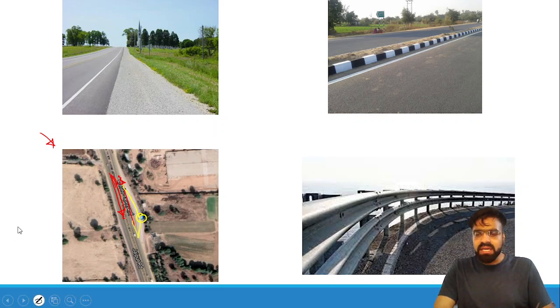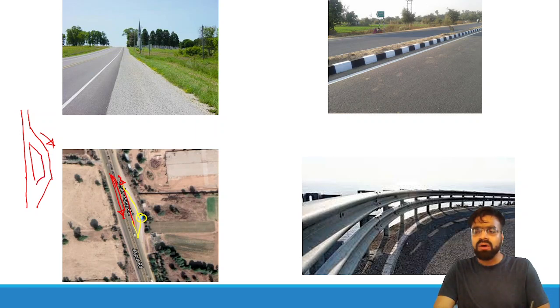This arrangement is known as the bus bay itself. If a lane is provided, there will be a separate space for buses and passenger vehicles to come and allow the boarding and deboarding of the passengers. So if this is a road, this will be an extra lane, this will be the bus stop, and this will again get merged into the main road.